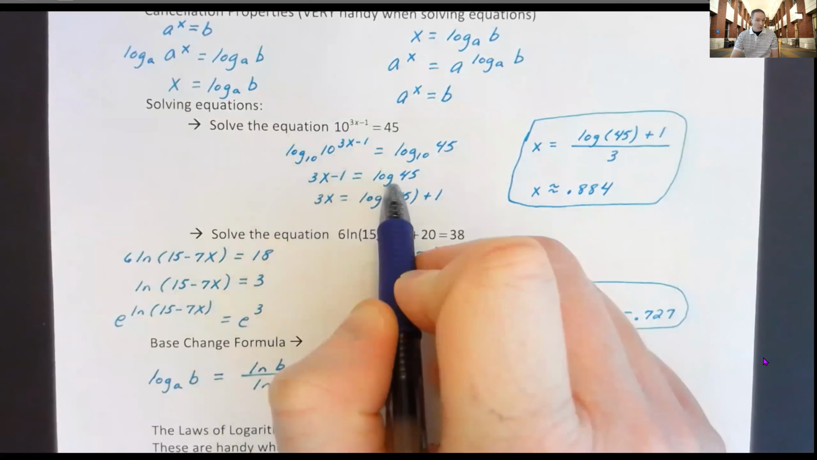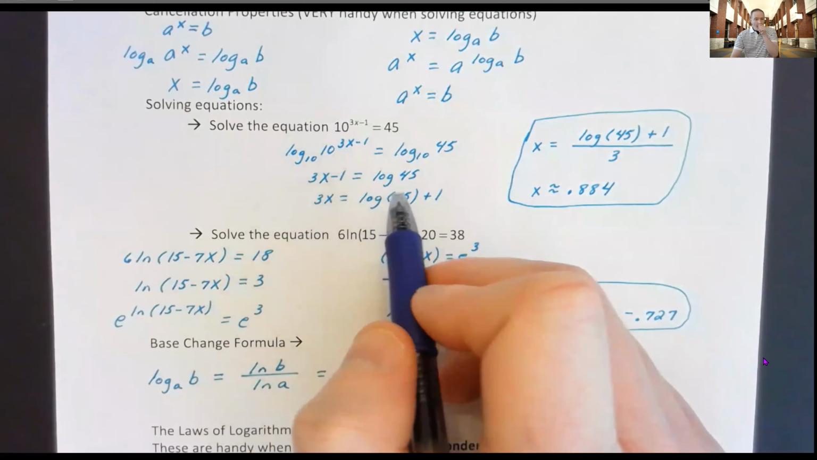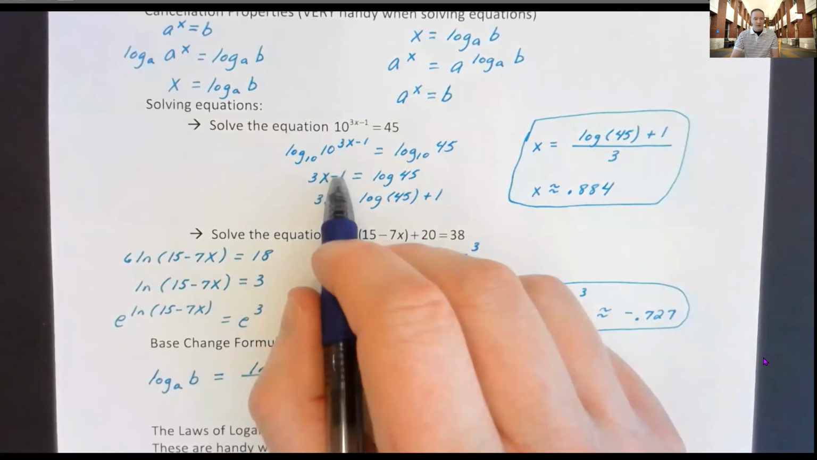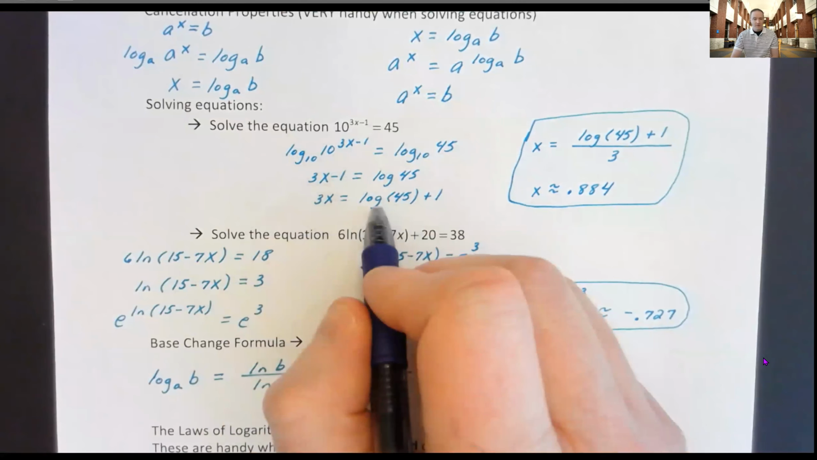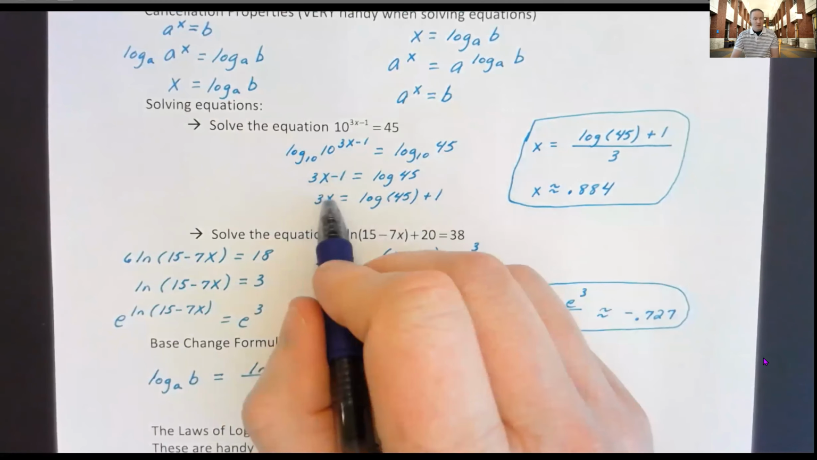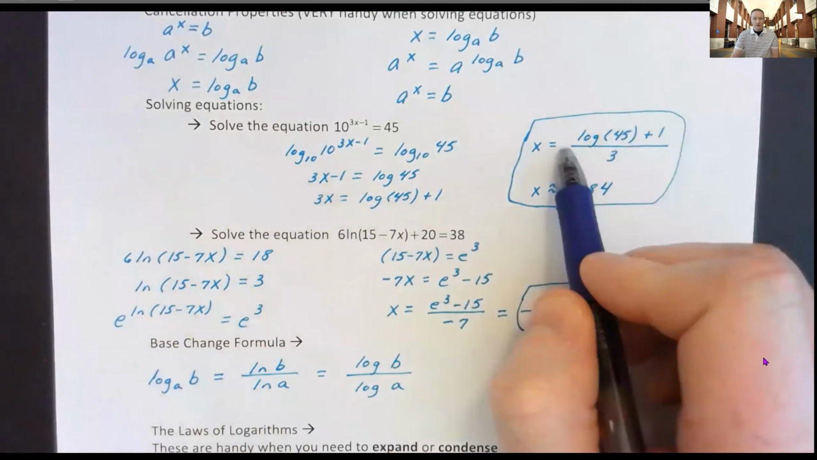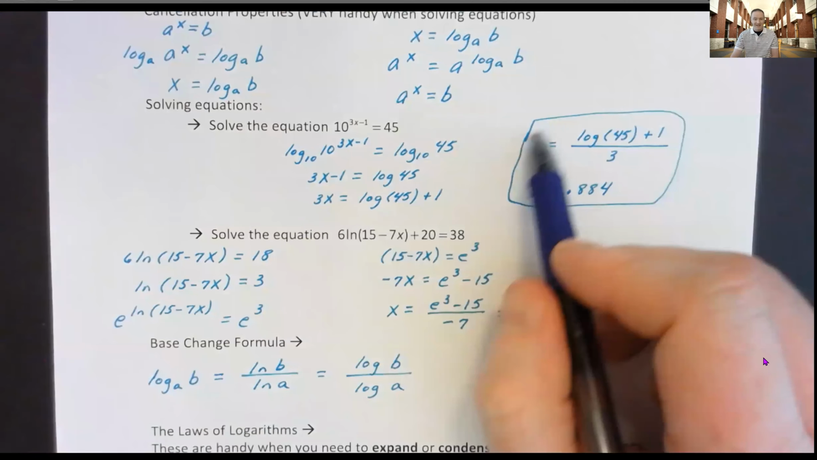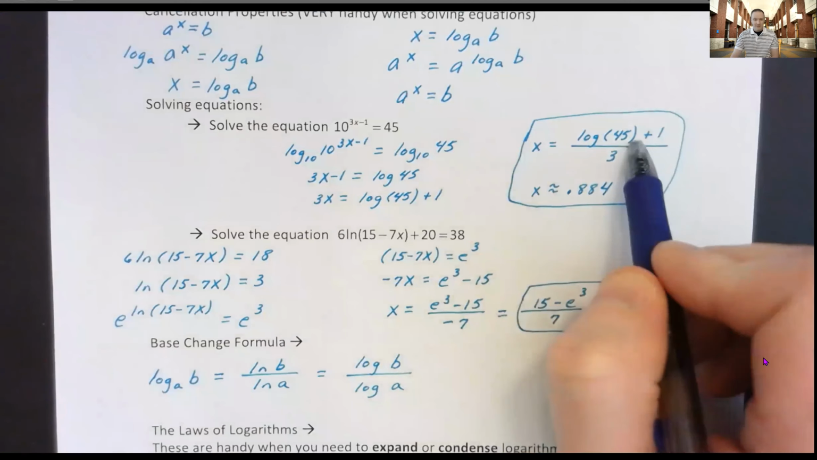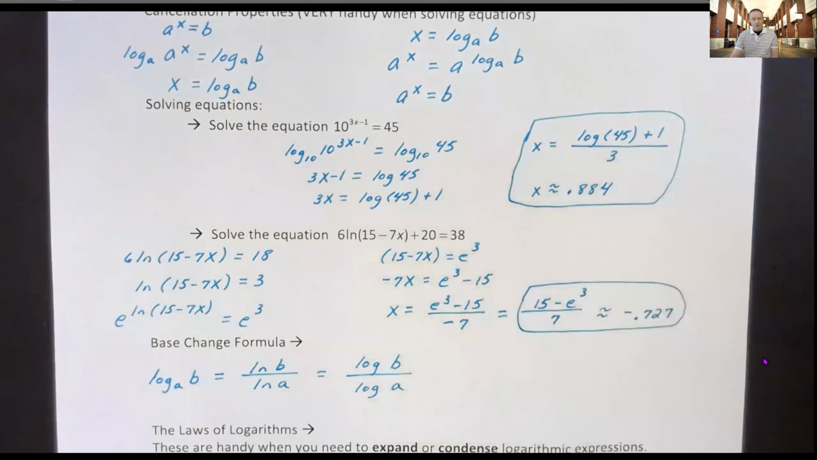Now, I'll want an exact answer and a decimal approximation. So the exact answer here, I solve for x by saying, well, I'll add 1 to both sides. 3x is going to equal the log of 45 plus 1. Then when I solve for x, I'll divide by 3. So I'll get log of 45 plus 1 all over 3. That is your exact answer. If I ask for an exact answer, it has to be that expression. You put that into your calculator, you should get 0.884.